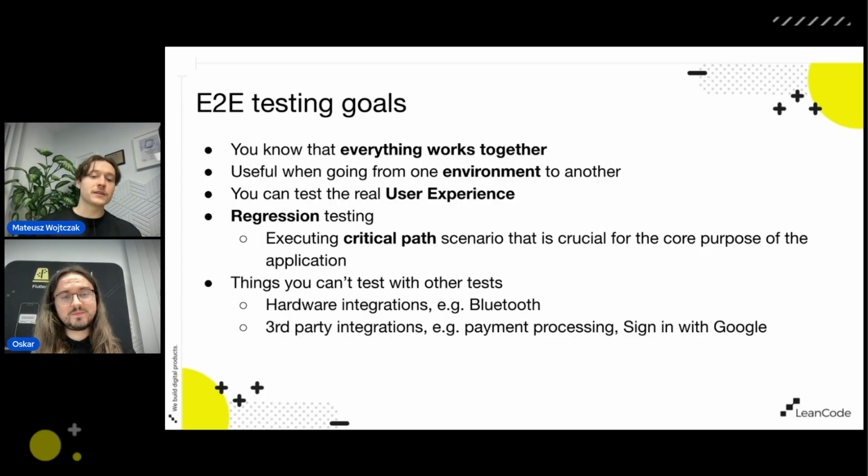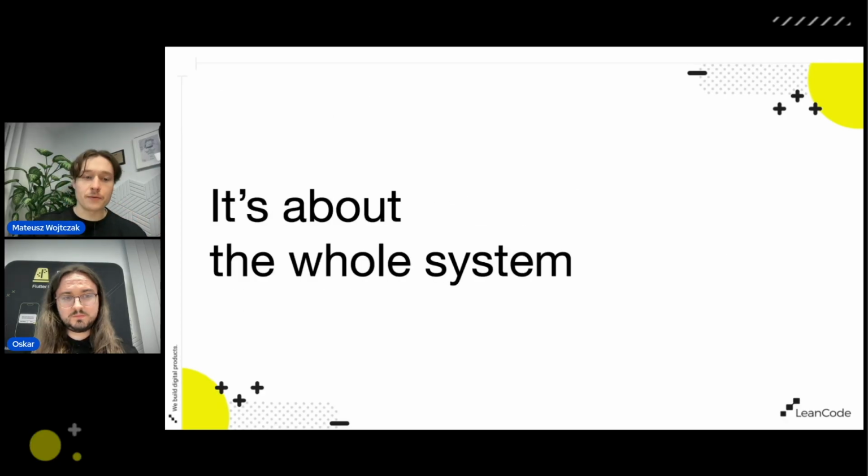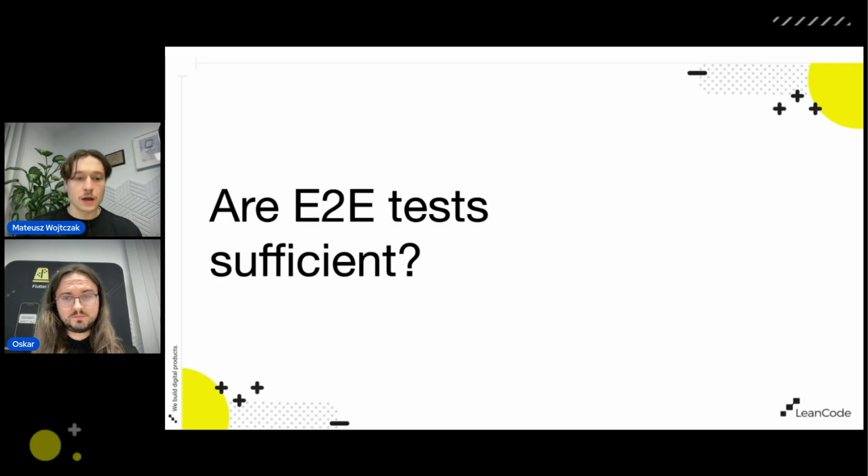And last but not least, there are things that you can't test with other tests. So there are some hardware integrations that are not related to the app, but to the device, like Bluetooth or NFC, or third-party integrations. So payment processing, another microservice, another backend, third-party Stripe or PayPal, or third-party authentication like signing in with Google. So as we already said, it's not only about the app. It's about testing the whole system, the whole product.